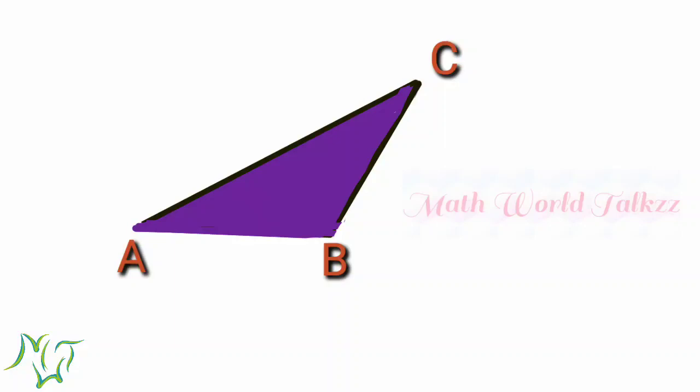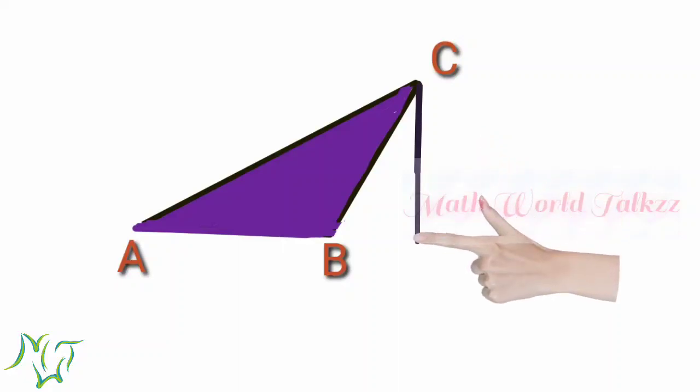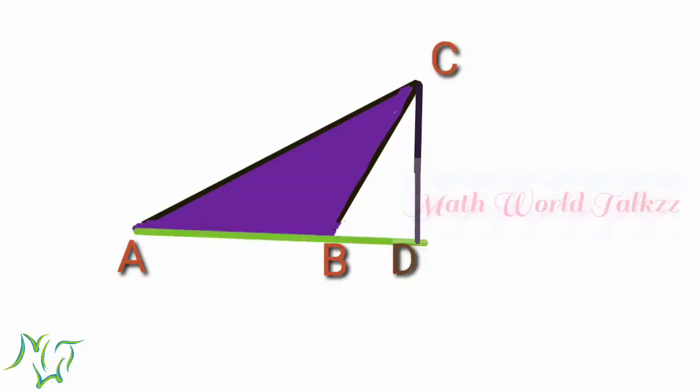If AB is the base, which is the height of this triangle? Actually, height is the perpendicular distance drawn from the opposite vertex to the base. So here, the opposite vertex of AB is C. So we want to draw a perpendicular from C to AB. We want to extend AB to find out the height. Here, CD is the height of the triangle ABC.